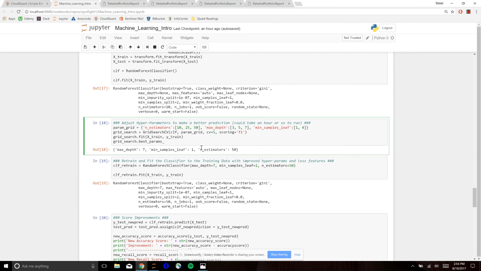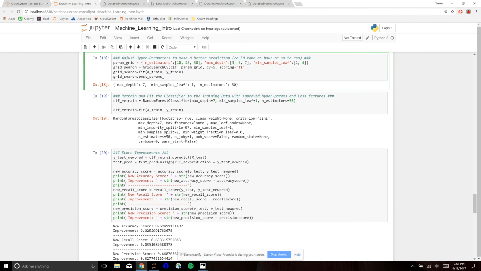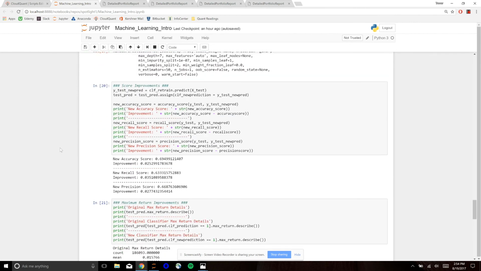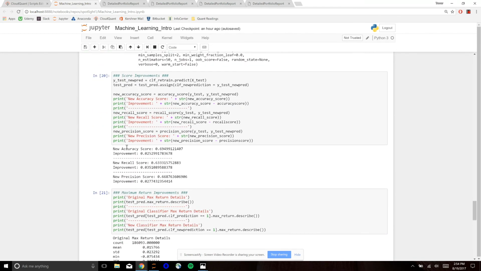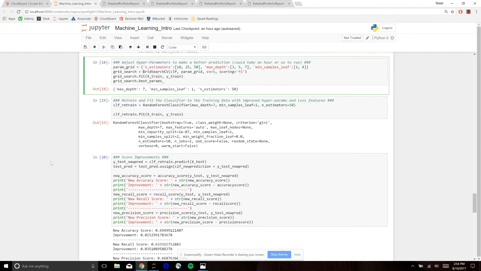So this F1 is a really nice combination of that. From here, we retrain everything, and we can look at the improvements. From using fewer features, boiling down our 30 features to 15 to 20, and using better hyperparameters, we've got a 2.5% improvement in our accuracy. We've got a 3.5% improvement in our recall, and a 2.7, 2.8% improvement in our precision.